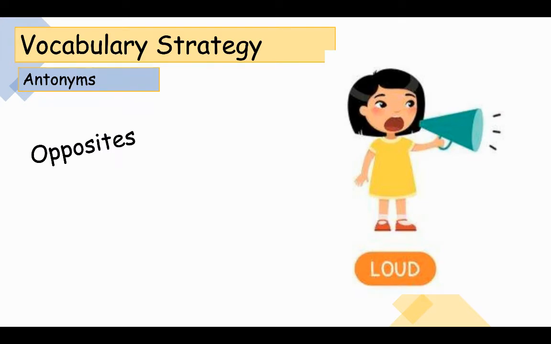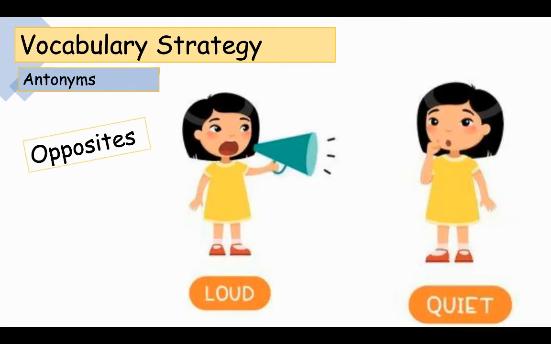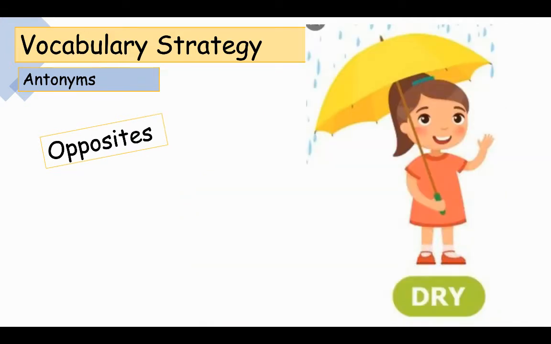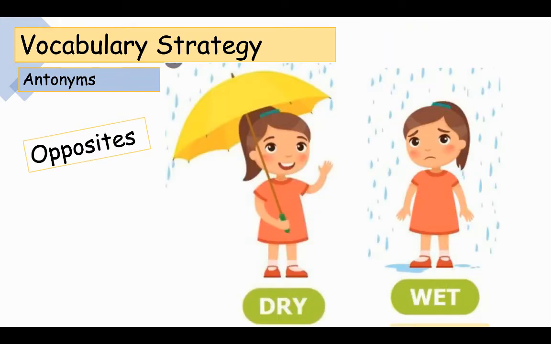Loud. Loud. What is the opposite of loud? I'm sure your teacher tells you this every day. Quiet. Loud and quiet are antonyms. They are opposite of each other. Dry. Do you see how it's raining and this girl is holding an umbrella and she is dry? What is the antonym of dry? I want you to think. What if she did not have that umbrella? Wow, I'm using questions. What if she did not have an umbrella? What would she be? Wet. The opposite of dry is wet. Great job.